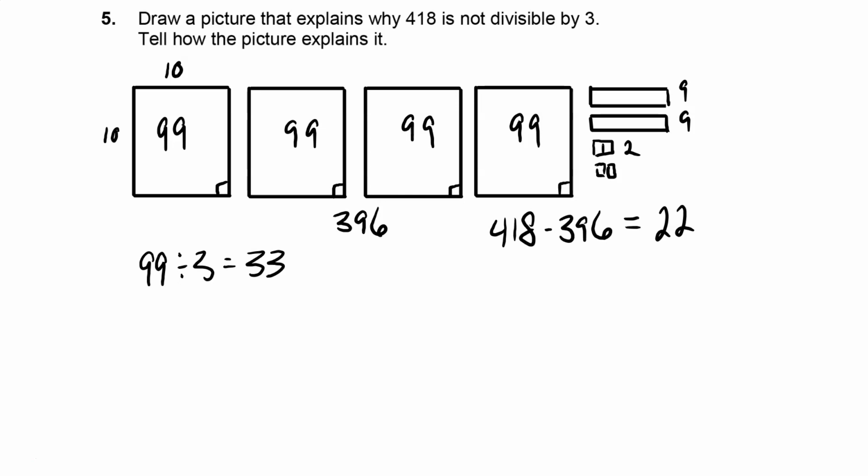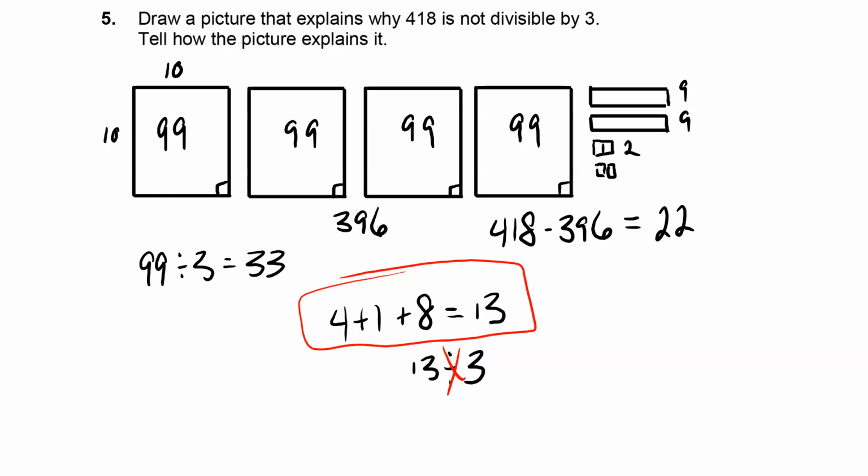I showed that these 4 blocks were divisible by 3, and I know that if I've got 9, that's divisible by 3, and another 9 is divisible by 3, and I'm left over with 4. 4 is not divisible by 3, so I can say that 418 is not divisible by 3. And if I do the check, 4 plus 1 is 5, plus 8 is equal to 13. 13 is not evenly divisible by 3, so we've confirmed with our visual what we find when we do our test for divisibility by 3.